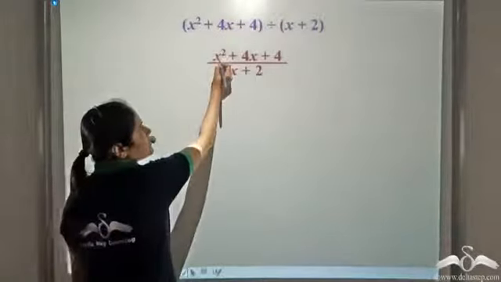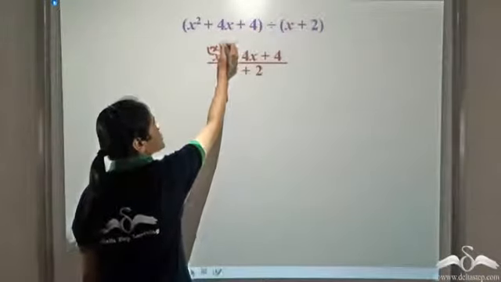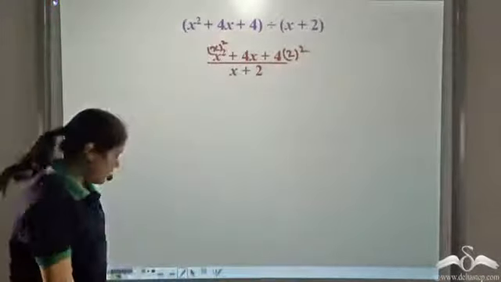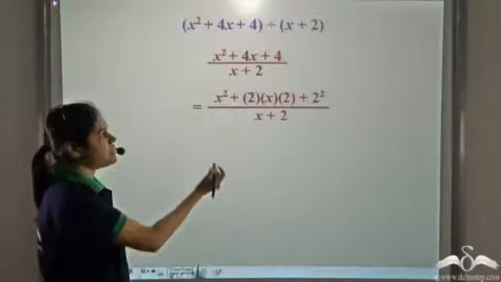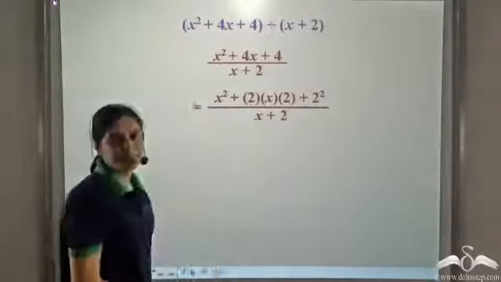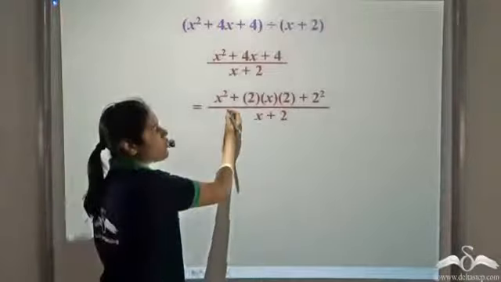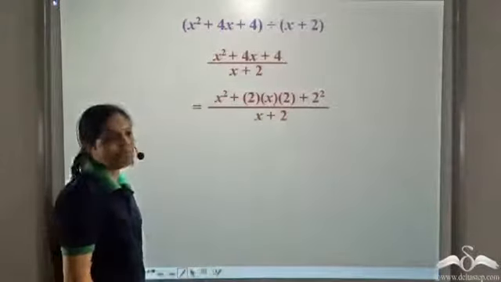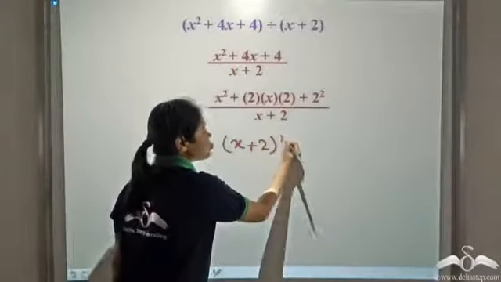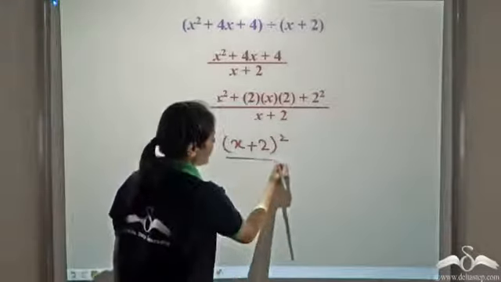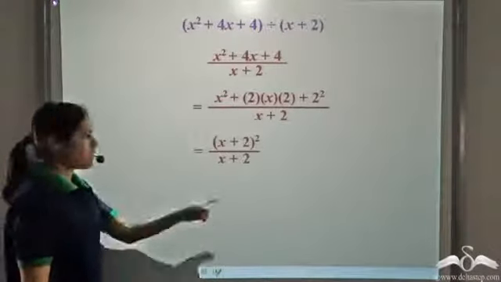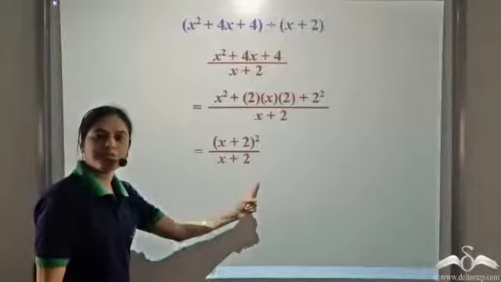So we see that this is the square of x. This term is the square of 2. In fact, we can write this expression as x square plus 2 into x into 2 plus 2 square. So this is of the form a square plus 2ab plus b square. So this can be written as a plus b whole square, that is x plus 2 whole square divided by x plus 2. So we can write it like this, x plus 2 whole square divided by x plus 2.